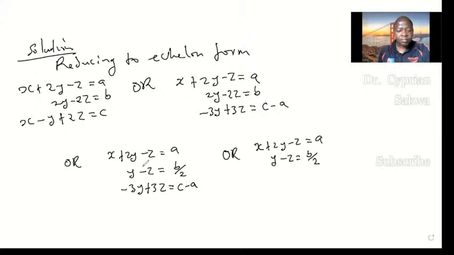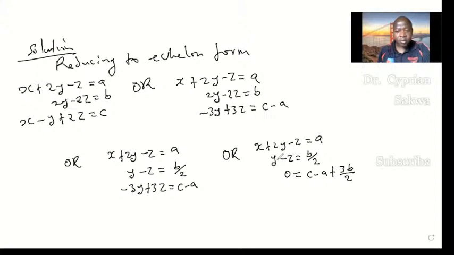Negative z times 3 will be negative 3z. Added to this will be 0. What about this? What I have on the left side is 0 equals, and on the right side I have c minus a plus 3b over 2. So when I multiply this one by 3 and add the result to this, that's what I get. So the question is, we already have this system now in echelon form.